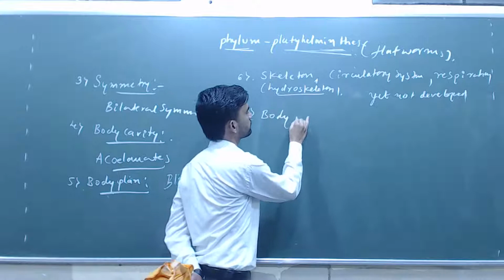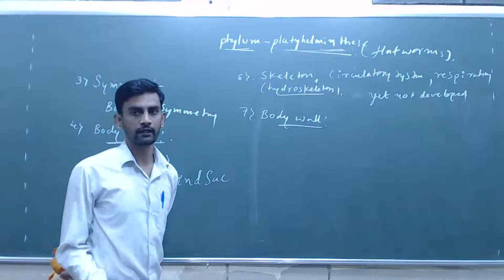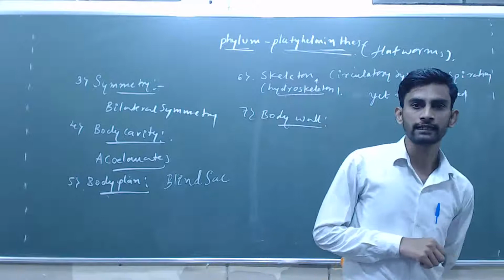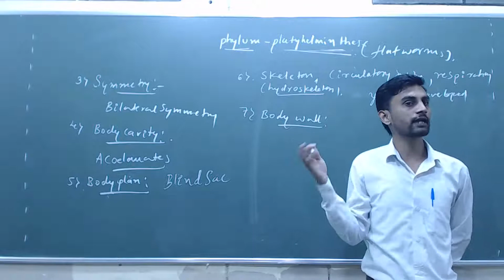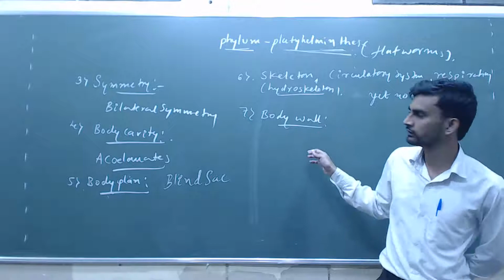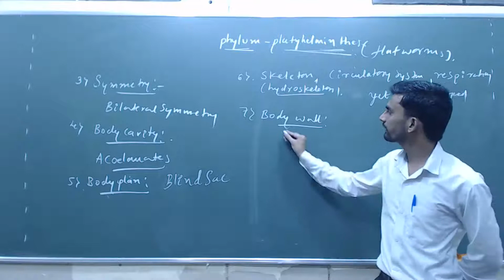Usually three germ layers are together. One more important thing you have to remember: for the first time in the animal kingdom, you are finding the triploblastic nature from this phylum only. All special characters are starting from this phylum only. Is it or not? Bilateral symmetry, a coelomic condition, or you can take another one, organ level organization. Along with that, another important character is body wall.